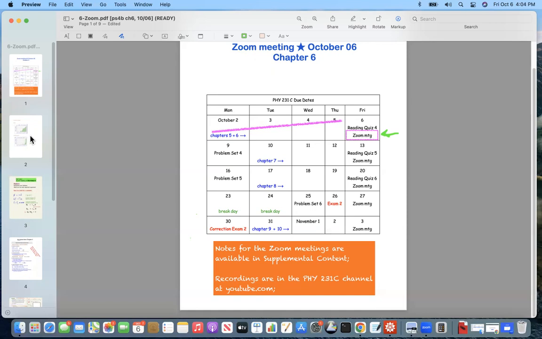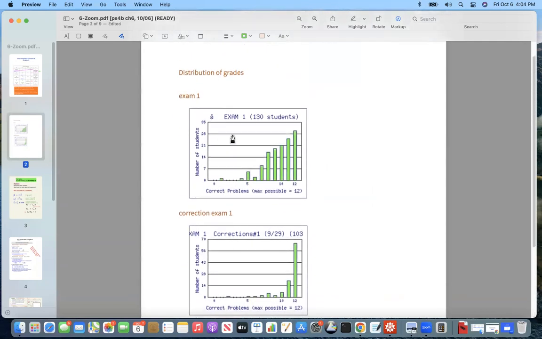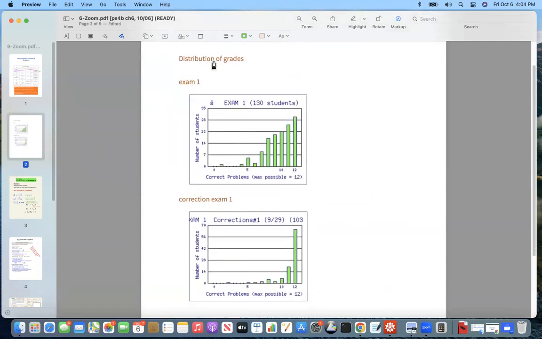Now, last week was the first exam, and I never really showed the results of the exam, so let me show that now. So here is some feedback for exam 1. These two graphs show the distribution of grades. There were 12 points possible, and this shows how many students got some number of points. In other words, how many students got a particular score. So, for example, how many students got 12 out of 12? Well, actually, quite a few.